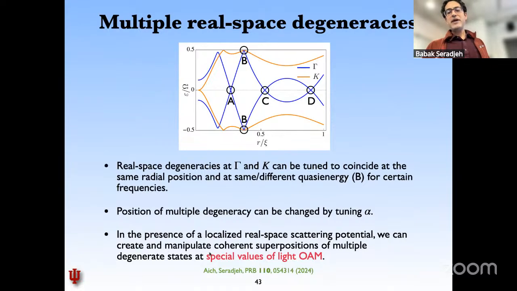And because this is now an effect of overlapping wave functions, this does depend on what kind of orbital angular momentum value you have. So for example, certain potentials would work for m equal 1, others work for m equal 2, and so on, beyond just what the quasi-energies give.